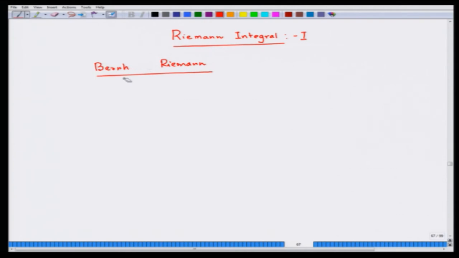I do not know whether I am writing his name, but I think it is the correct spelling. So, what was his idea? His idea was pretty simple.